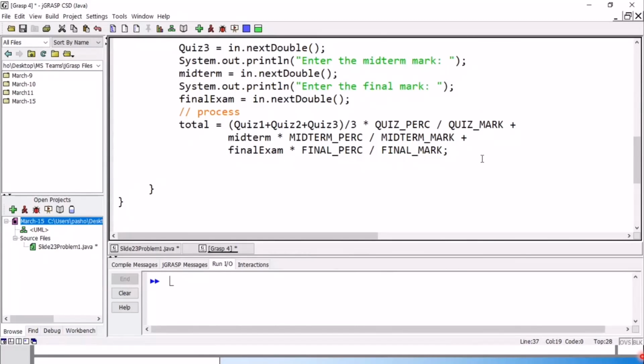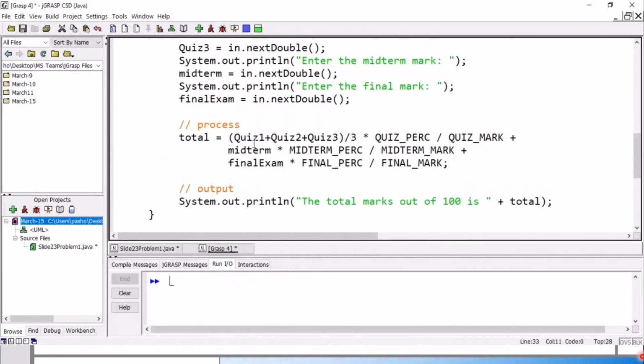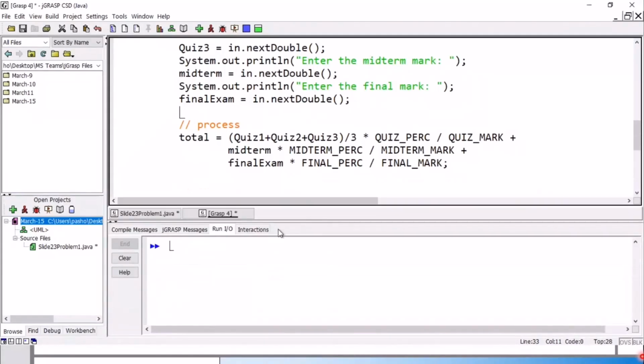Finally, the output, we will print the answer. System.out.println, the total marks out of 100 is, we write total. We need to check that the program has no syntax errors, and also that it gives correct answers, no logical errors.